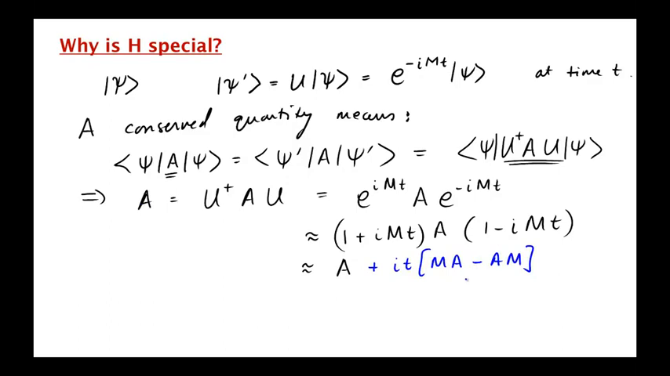And so since A is equal to this, it tells us that this must equal 0. Right, here I'm ignoring the order t squared term which comes from this product here, because t is tending to 0. And so now if this is 0, then that tells us that MA equals AM, which is really saying that A must commute with M.